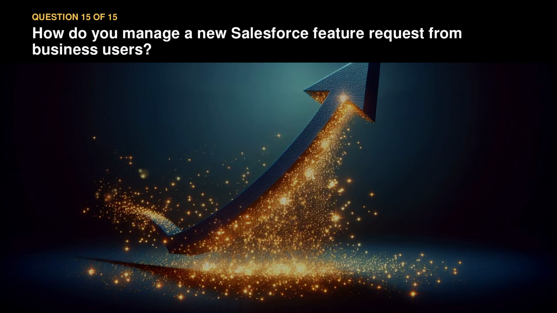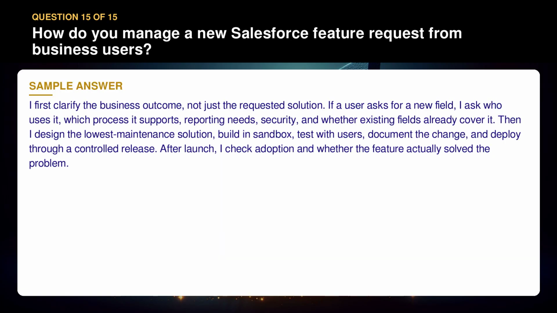Question 15. How do you manage a new Salesforce feature request from business users? I first clarify the business outcome, not just the requested solution. If a user asks for a new field, I ask who uses it, which process it supports, reporting needs, security, and whether existing fields already cover it. Then I design the lowest maintenance solution, build in sandbox, test with users, document the change, and deploy through a controlled release. After launch, I check adoption and whether the feature actually solved the problem.